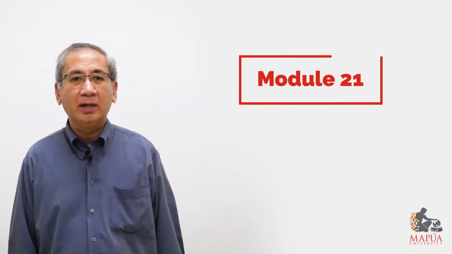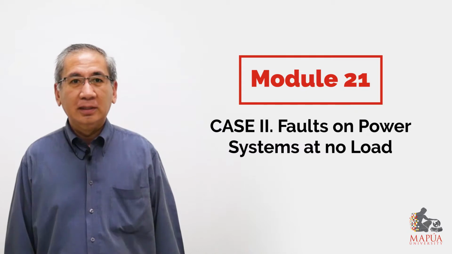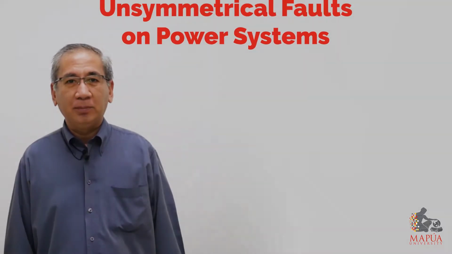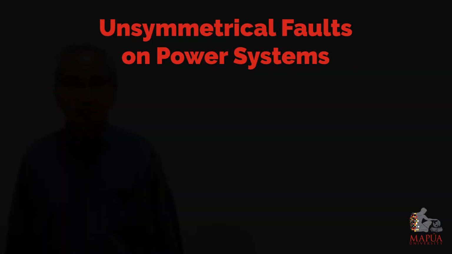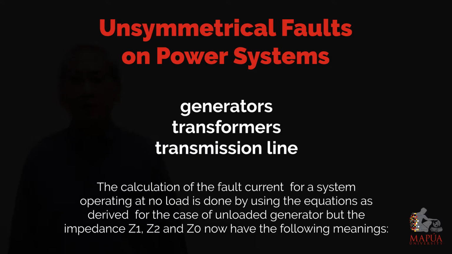Santiago, and today we'll be discussing Module 21, Case 2, Faults on Power Systems at No Load. Let us discuss first the unsymmetrical faults on power systems. A power system generally consists of generators, transformers, and transmission lines connected together. The calculation of the fault current for a system operating at no load is done by using the equations as derived for the case of unloaded generator.